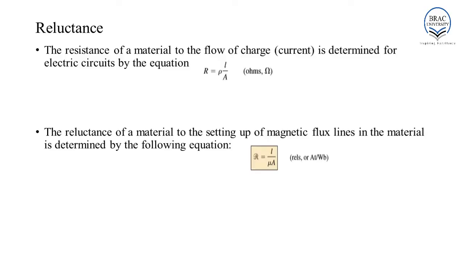Reluctance. The resistance of a material to the flow of charge is determined by the equation resistance equals resistivity into length divided by area, and the unit is ohms. The reluctance of a material to the setting up of magnetic flux lines is determined by the expression reluctance R equals L divided by mu A, and the unit is ampere turn per Weber.